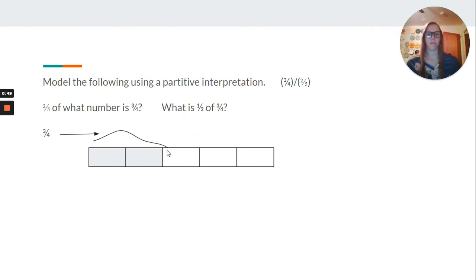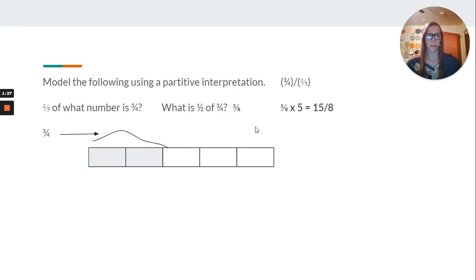So what is half of 3/4? Well, if we make this so it can be divided in half, we get 6/8, which is equal to 3/4, and then half of that is going to be 3/8. So each of these blocks is going to represent 3/8.